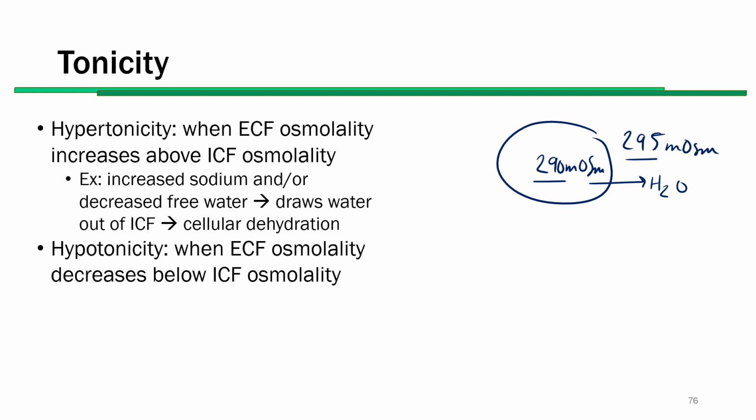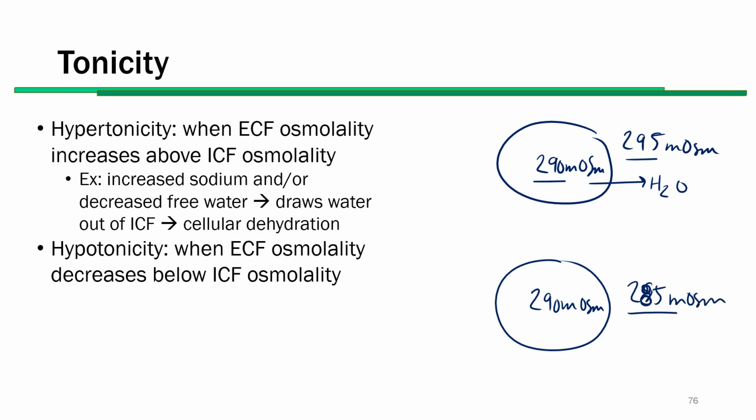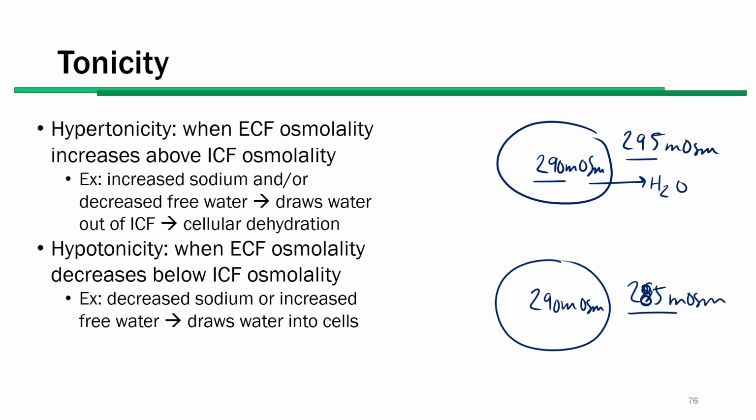Hypotonicity would be the opposite. So in this case, let's say our cell is still at 290 milliosmoles, but the extracellular fluid is at 285 milliosmoles. In that case, we have fewer solutes out here, and our extracellular osmolality is lower than our intracellular. That might be because our sodium has decreased, or we have too much water. There's a water toxicity going on.